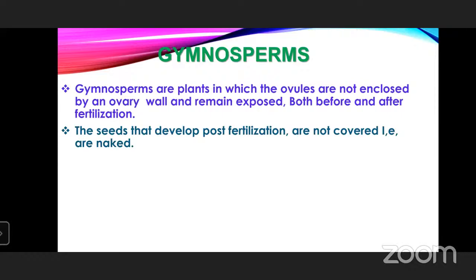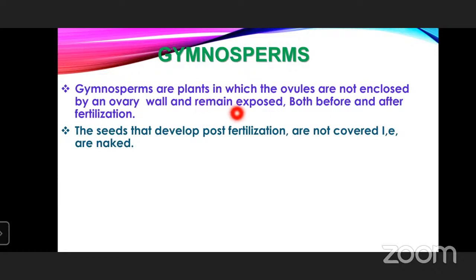Gymnosperms: gymno means naked, sperms means ovules. Naked ovules are present. The ovules are not enclosed by an ovary wall. Gymnosperms are one of the types of flowering plants, but the ovules are not enclosed by an ovary wall. The name indicates it itself.